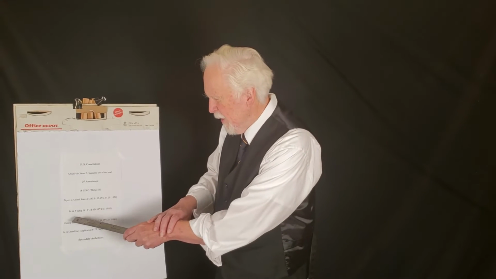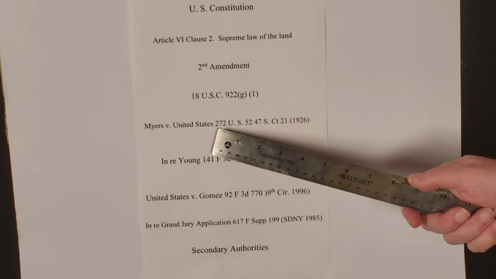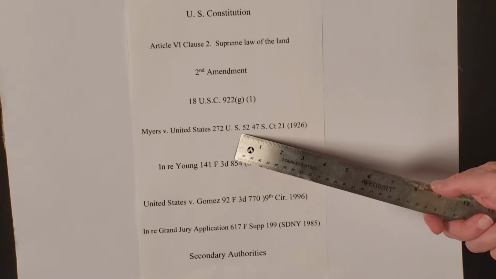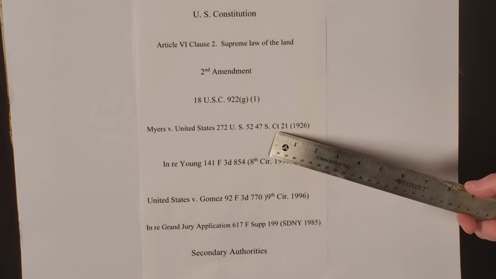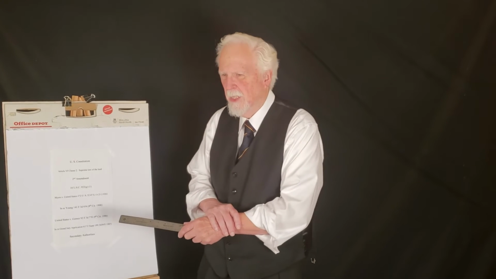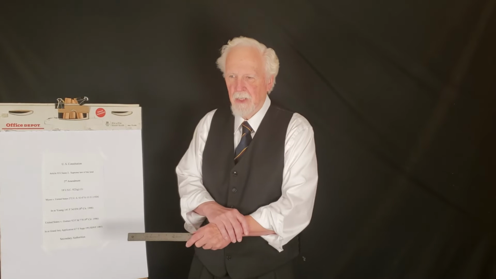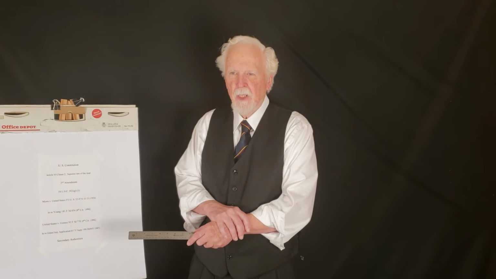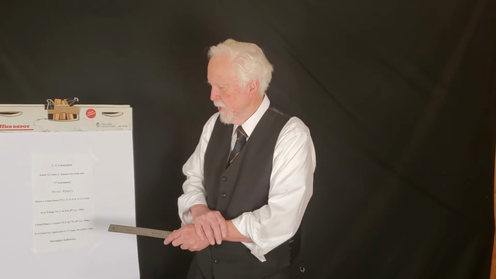Look at this case here. Myers versus United States, 272 U.S. 52, 47 Supreme Court 21, 1926. And what it holds is that Congress cannot merely by legislating amend the Constitution. Well, that's what they did, because the Second Amendment never said the right of the people to keep and bear arms shall not be infringed unless they have a felony conviction. It doesn't say that at all.